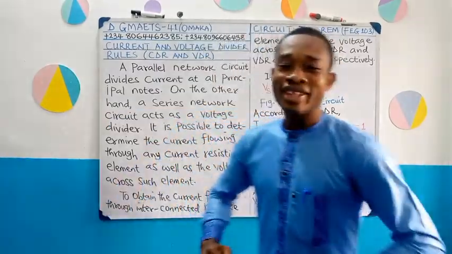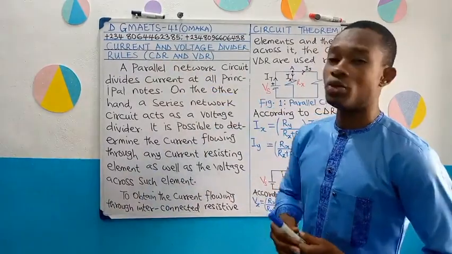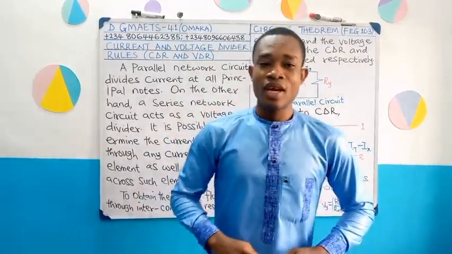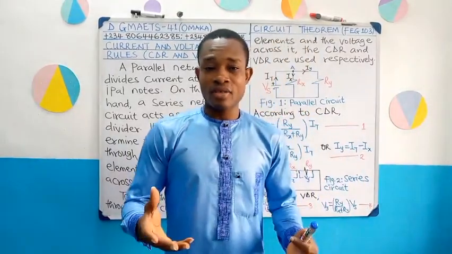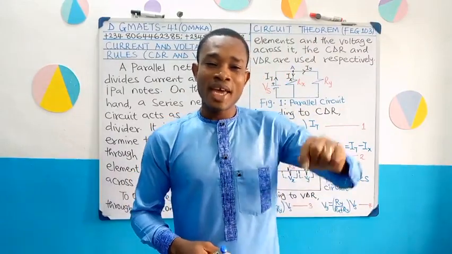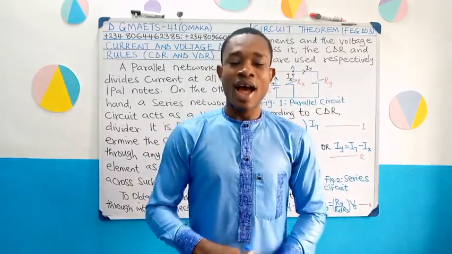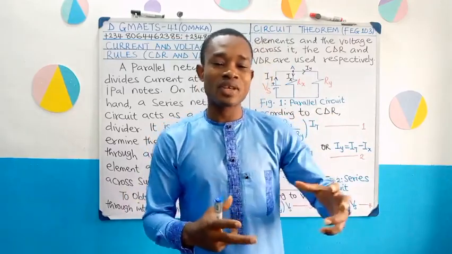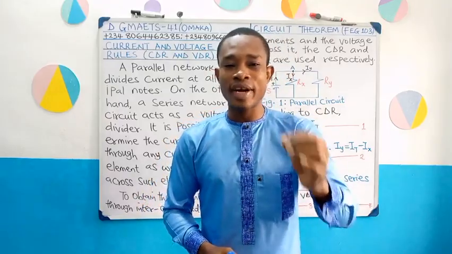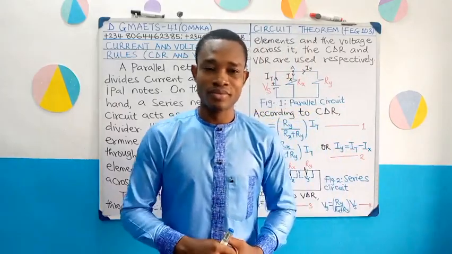We are going to look at the current and the voltage divider rules, CDR and VDR respectively. The point in this our class today is to determine the current that flows through a particular resistor in a given circuit, and the voltage across a particular resistor in a given circuit, especially in a situation where you are dealing with a series parallel network circuit.